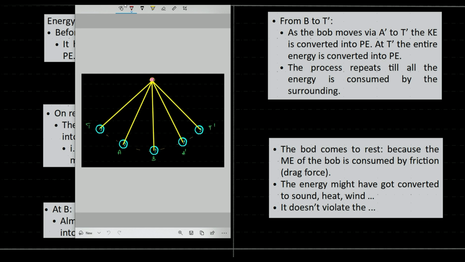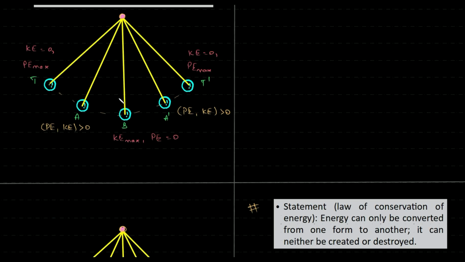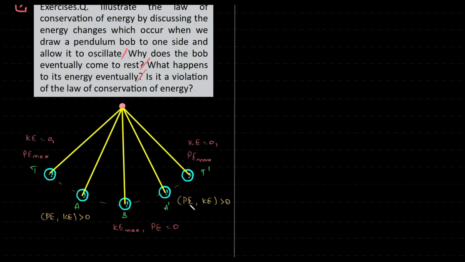The process repeats till all the energy is consumed by the surrounding. So we are talking about this in air. We're not talking about a vacuum scenario, but our day-to-day scenario, in air, wherein the energy gets consumed. That's why if you leave a bob, it will follow this pattern and come to a halt. This happens because the energy is consumed by the surrounding. So I hope you understood the process. With this diagram, the same thing has to be explained.